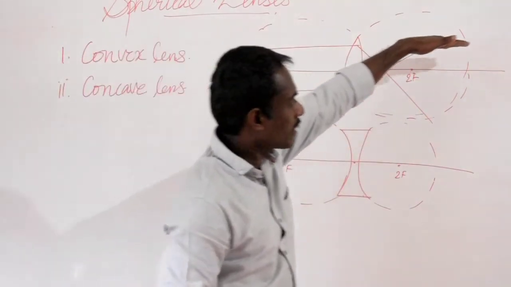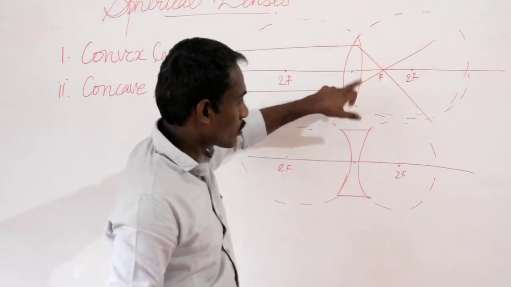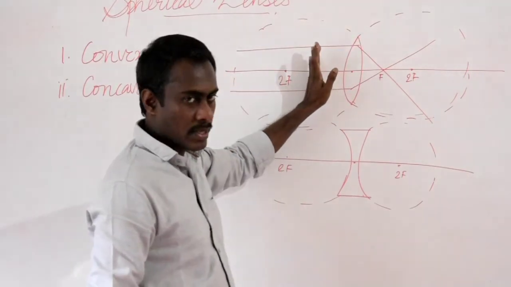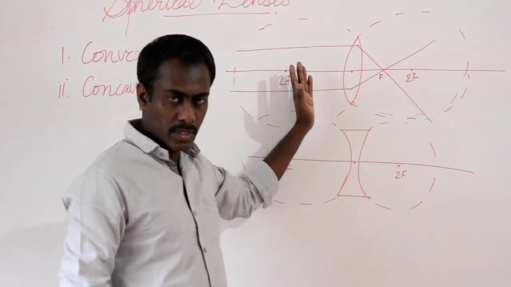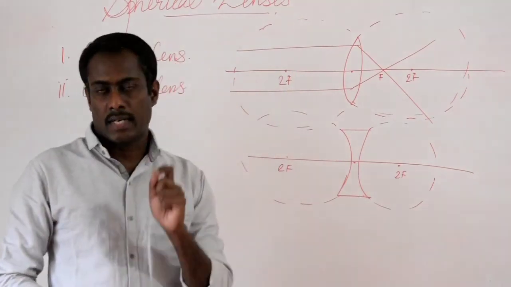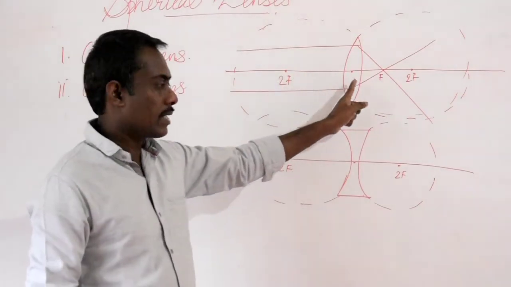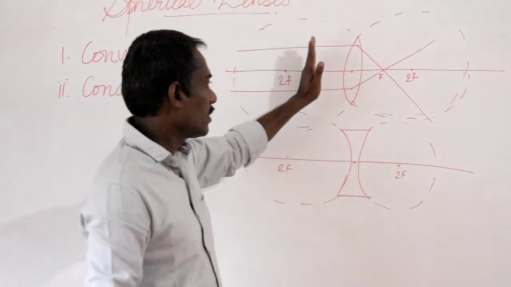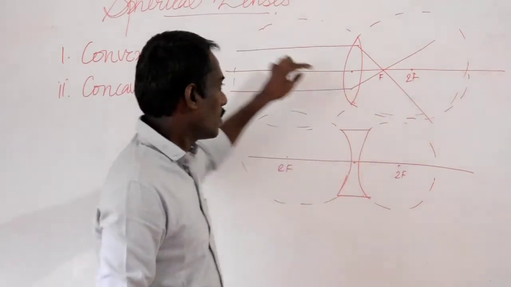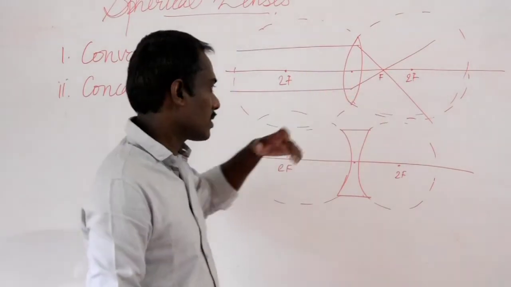In the same way, if the incident ray is coming from the other side, the other surface also refracts the light, and it focuses on a point on the principal axis, which is the other principal focus of the convex lens. That means a lens has two principal foci, one on this side and the second on the other side. This is the incident ray and this is the refracted ray, as we discussed in the case of mirrors.